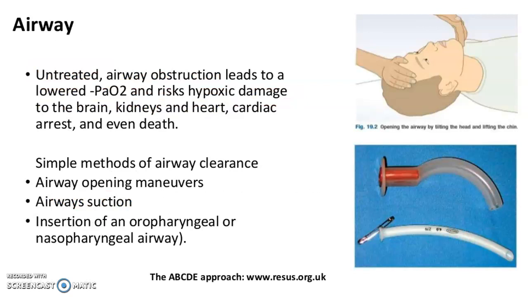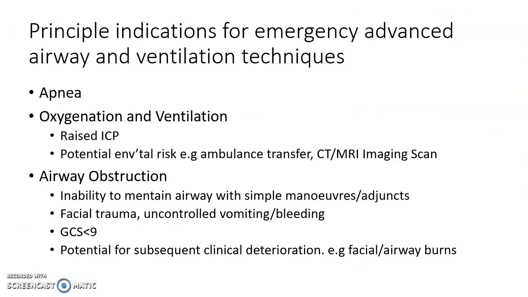So you can do a chin lift and jaw thrust maneuver, especially if the patient has no cervical injury. You can also put an oral airway based on the patient's condition. Untreated airway obstruction leads to lowered arterial oxygen level, so there is a risk of hypoxic damage to the brain, the kidney, and the heart, and there may also be cardiac arrest and death. So simple methods of airway clearance will avoid all these complications. For example, airway opening maneuvers, airway suctioning, and insertion of an oropharyngeal or nasopharyngeal airway may avoid all these things.